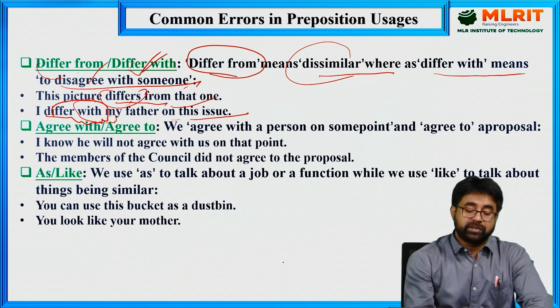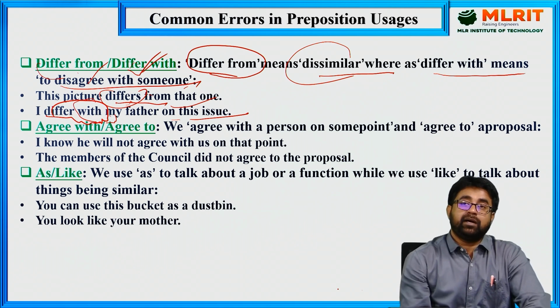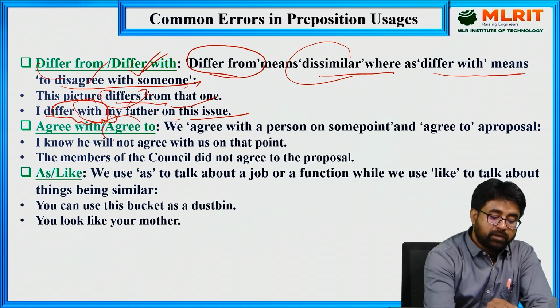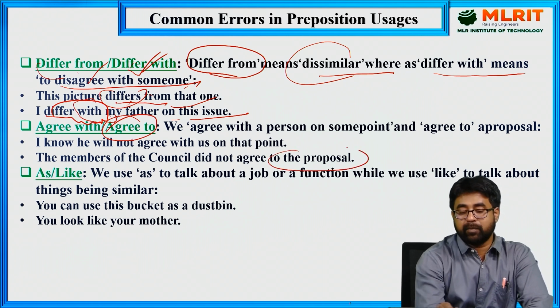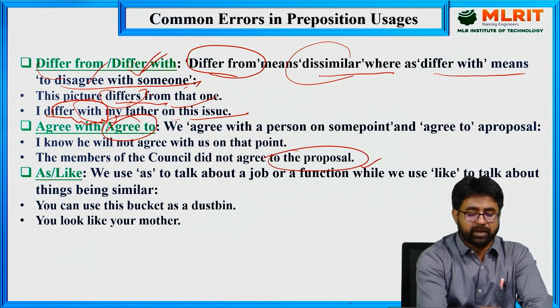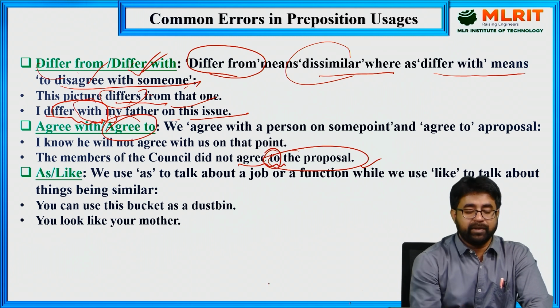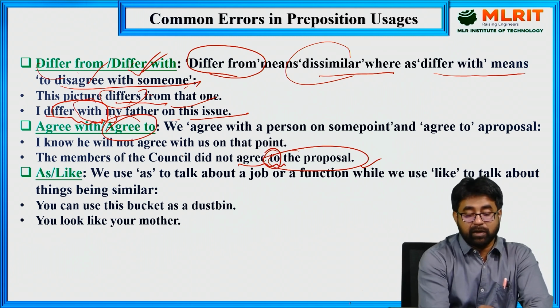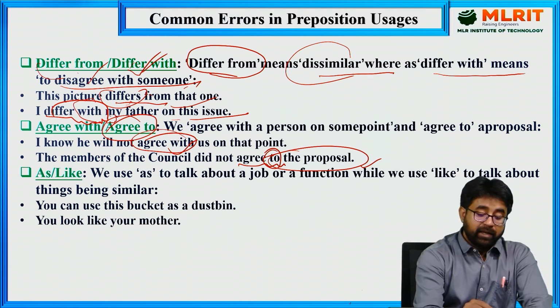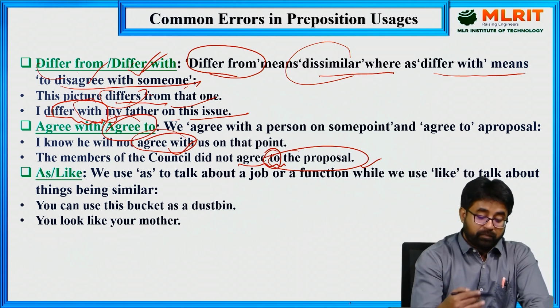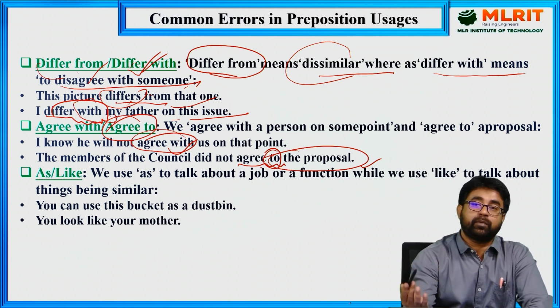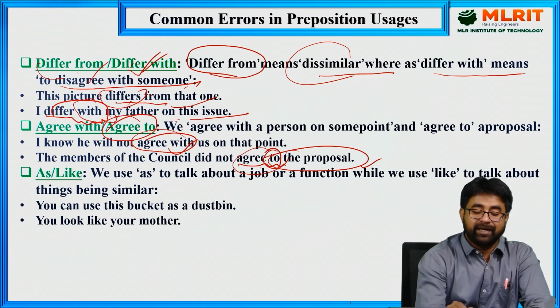Agree with, agree to, same logic, right? When we agree to a proposal, we have to use the word agree to. You can see here, the members of the council didn't agree to the proposal. So I'm talking about a proposal here. So that's why I am using agree to. But see the first example, I know he will not agree with us. Here I am using agree with. Why? Because here we are talking about persons, right? He will not agree with us. So we are talking about persons. But here I'm talking about only a proposal, which is not a person. That's why agree to.